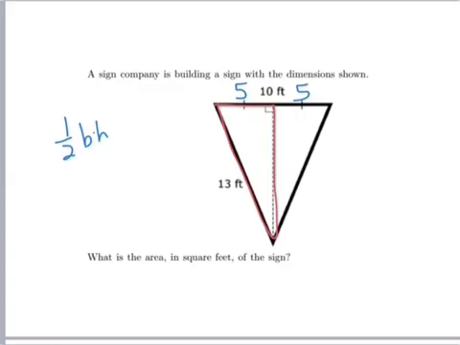That's a 5, 12, 13. That's a really common Pythagorean triple. So I'd do 1/2. The base was 10. And now the height is 12. So if I do 1/2 of 120, I get my area to be 60, and that would be square feet.